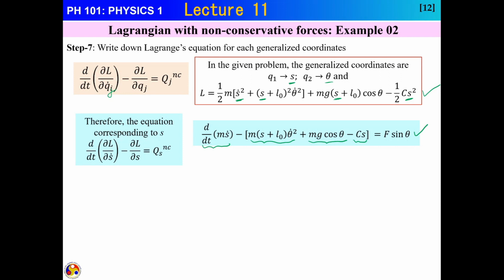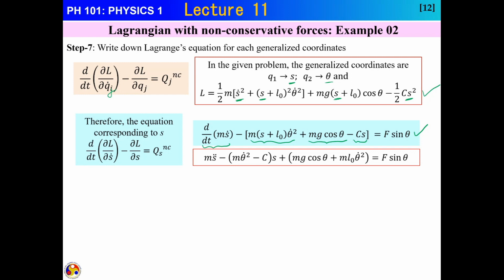Now if you put it in the proper form by taking the time derivative, it is m s double dot minus all these terms; you can rearrange it. This is the final form of the equation of motion having non-conservative forces for this particular generalized coordinate S.